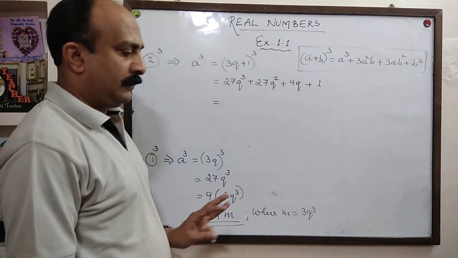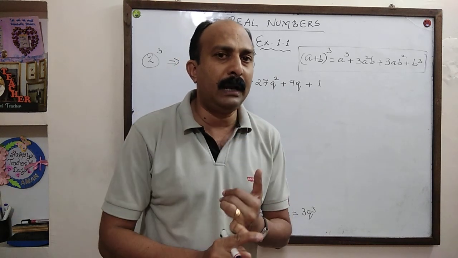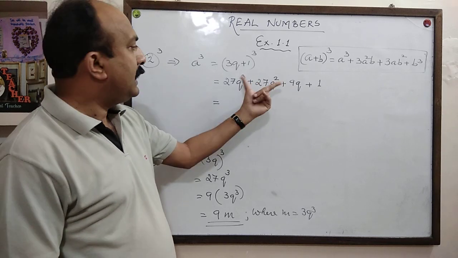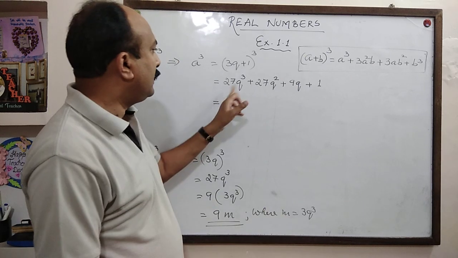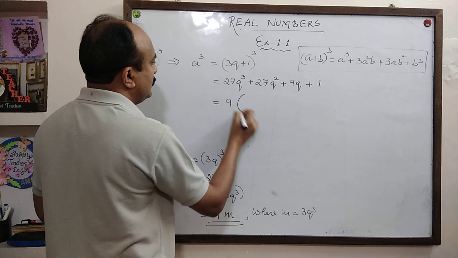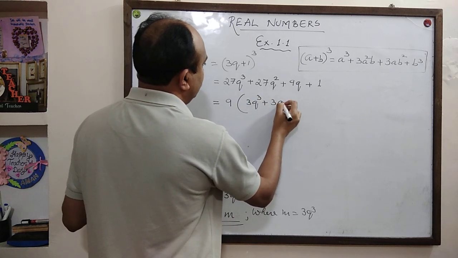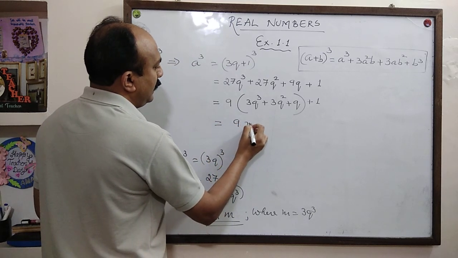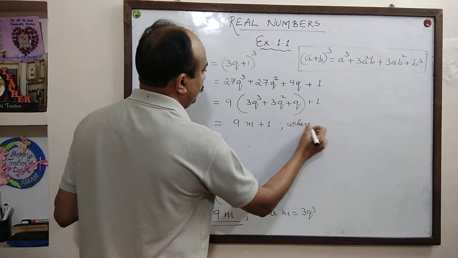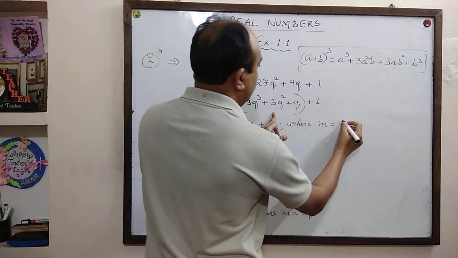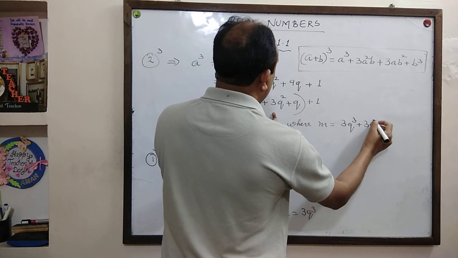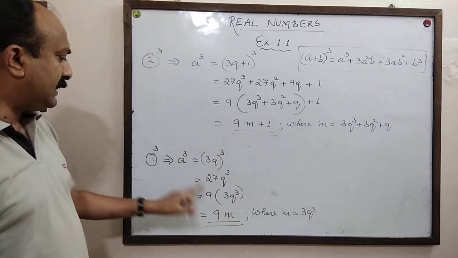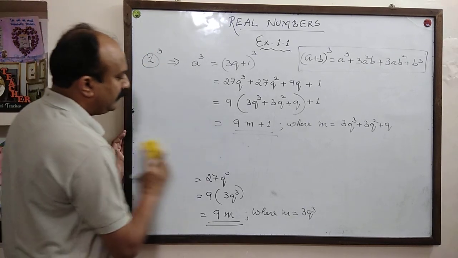Now see, we are asked to represent the final answer either in the form of 9m or 9m plus 1 or 9m plus 8. Now you can see first, second, third. 9 is common in the first 3 terms. So you know the answer. We are going to take 9 common from the first 3. So this is 9 into (3q cube plus 3q square plus q) bracket close plus 1, which can be written as 9m plus 1, where m is equal to the above bracket, that is 3q cube plus 3q square plus q. So we got the second answer, a cube is equal to 9m plus 1. First answer, a cube is equal to 9m. Now we are going with the third one.